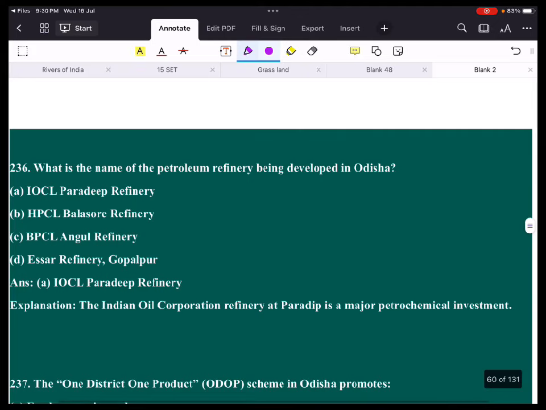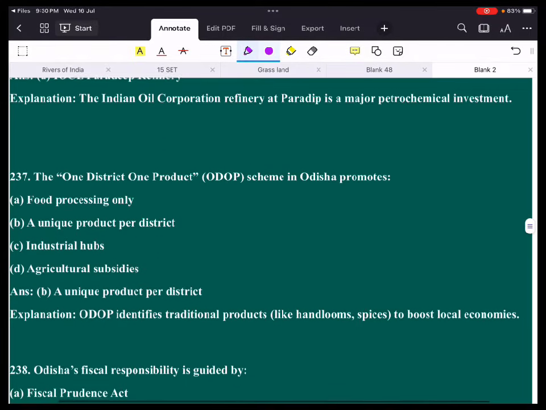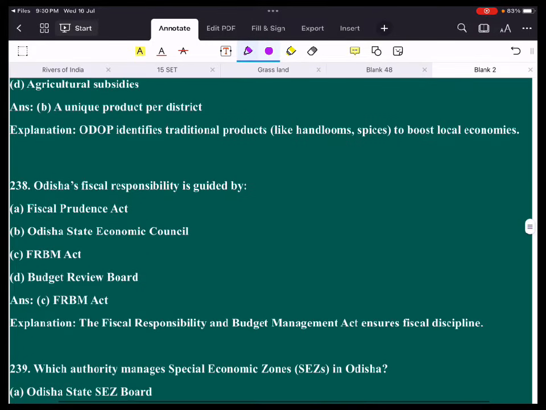What is the name of petroleum refinery being developed in Odisha? That is IOCL Paradip Refinery. Option A. The One District One Product scheme in Odisha promote a unique product per district. Option B. Odisha fiscal responsibility is guided by FRBM Act. Option C. The Fiscal Responsibility and Budget Management Act ensure fiscal discipline.